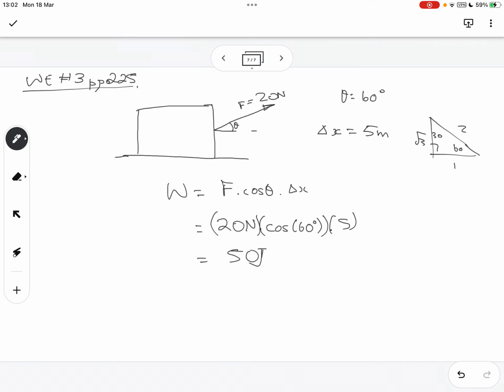Let me just put that there: in the same direction as motion. So in the same direction it was moving, the same amount of work is done on it.